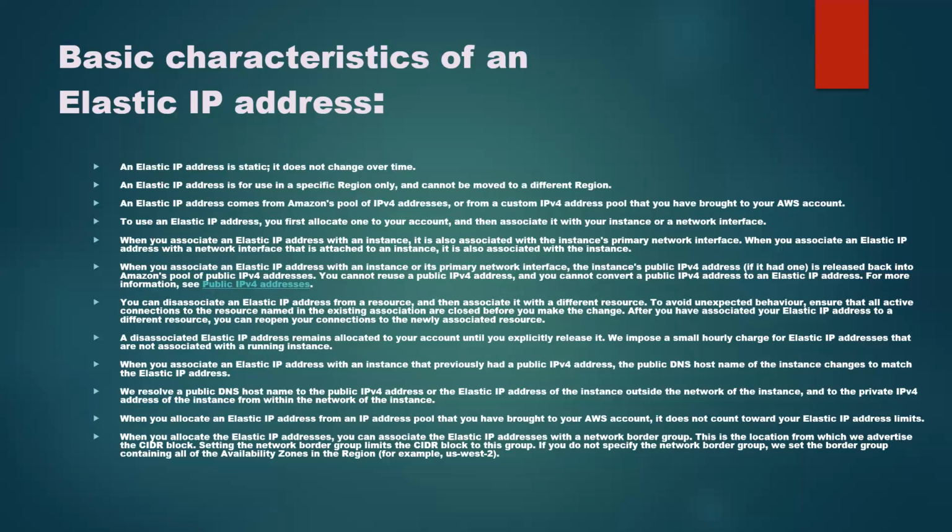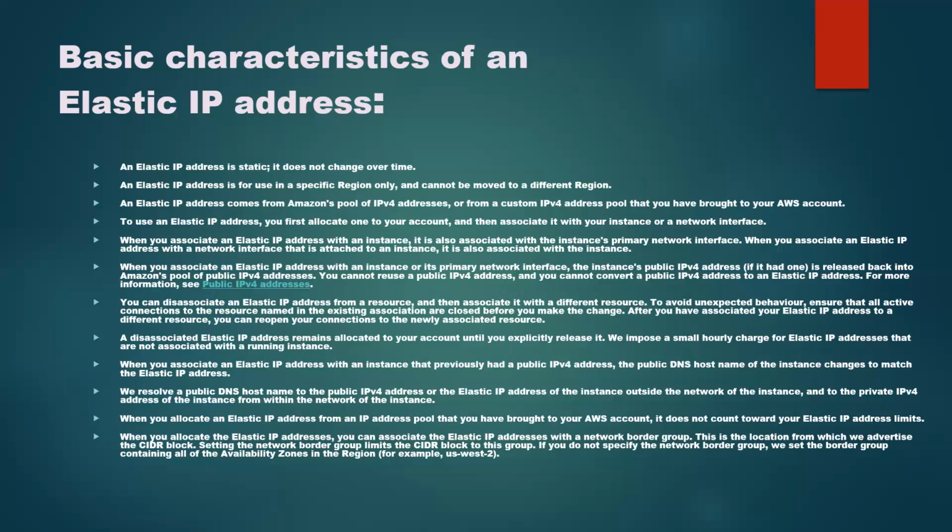When you allocate an Elastic IP address from an IP address pool that you have brought to your AWS account, it doesn't count toward your Elastic IP address limit. Suppose you have already assigned 5 Elastic IP addresses in your account, and now you have one more IP which is not from the Amazon IPv4 pool but from outside, from your custom IPv4 pool. Then you can use that, because the limit applies only to the Amazon IPv4 pool.